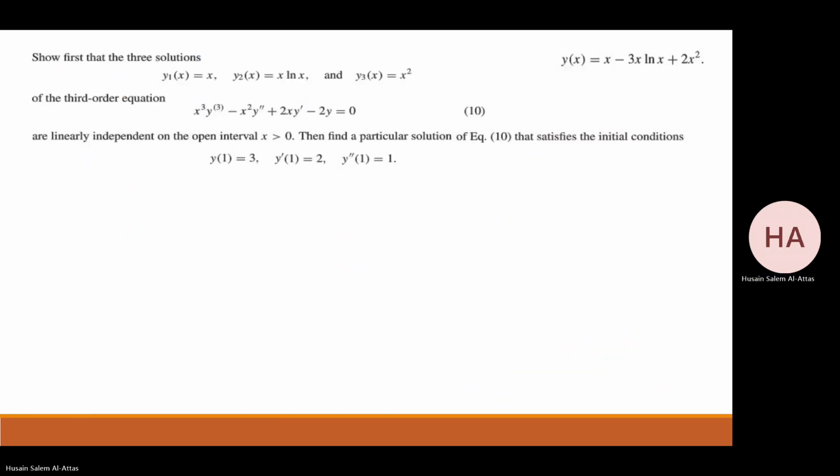Okay, now we need to do this problem. Show that the three solutions are linearly independent. It's given that there are three solutions. The information is given: y1, y2, y3. You can check easily that they are solutions. I need to prove they are linearly independent. How do we prove they are independent? I'll do the Wronskian.